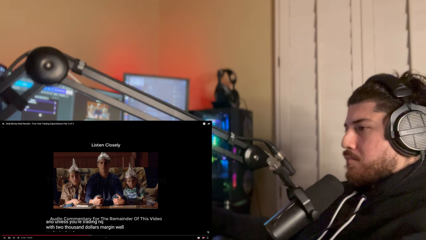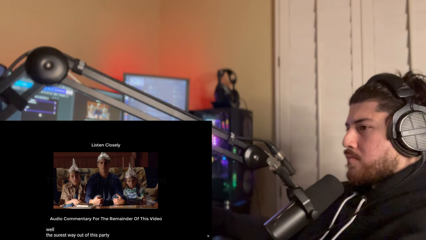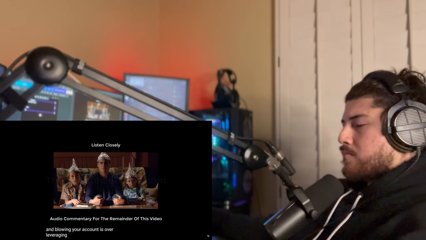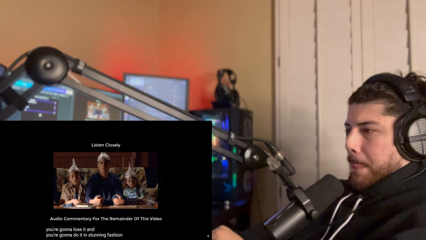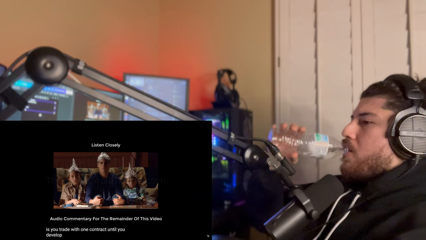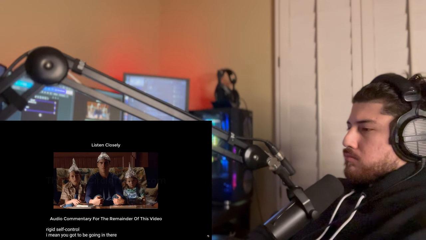With $2,000 margin, you're just not a hot shot. Well, the shortest way out of this party and blowing your account is over-leveraging. And you have to respect the level of equity that's in your account. If you have no regard for the amount of money you have in your account, you're going to blow it. You're going to lose it, and you're going to do it in stunning fashion. So the way you protect that from occurring is you trade with one contract until you develop rigid self-control. You've got to go in there saying, okay, I've got one contract.